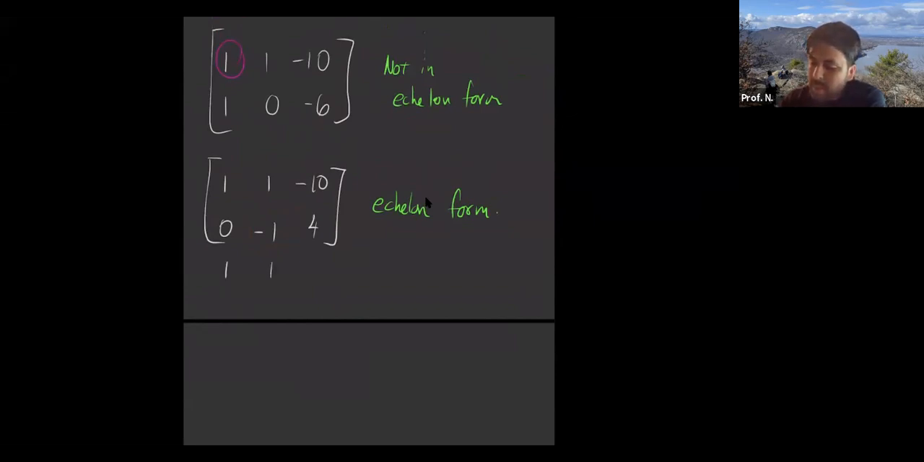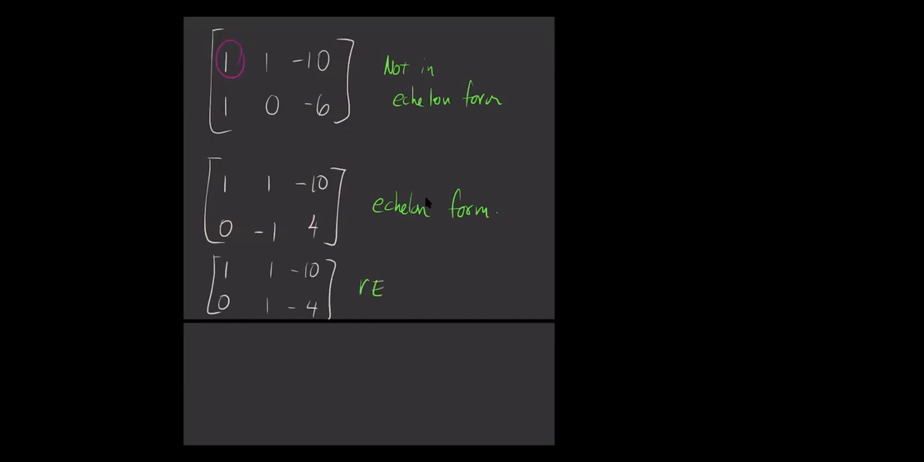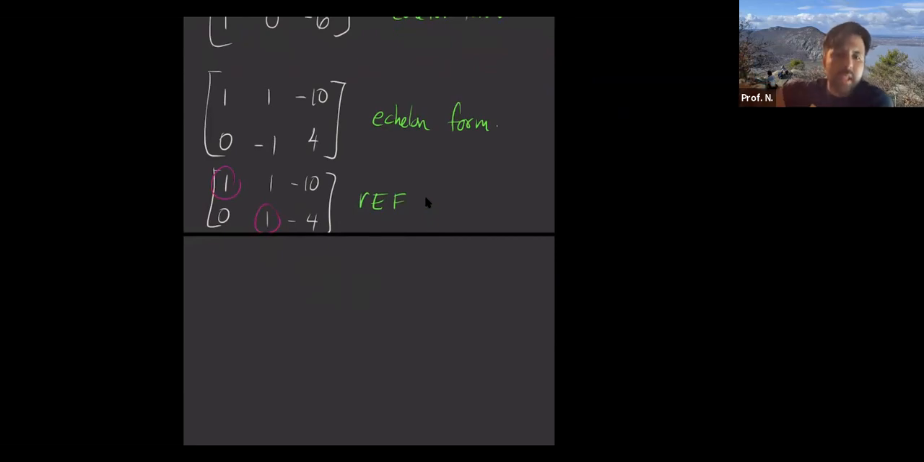This becomes 1 1 -10. This is 0 1 -4. This is in what? Row echelon form, but not in reduced row echelon form. It's not in reduced row echelon form because I got the leading ones, but I have this one on top of the second leading one. Yeah, I just put it into the thing and I got it correct this time.